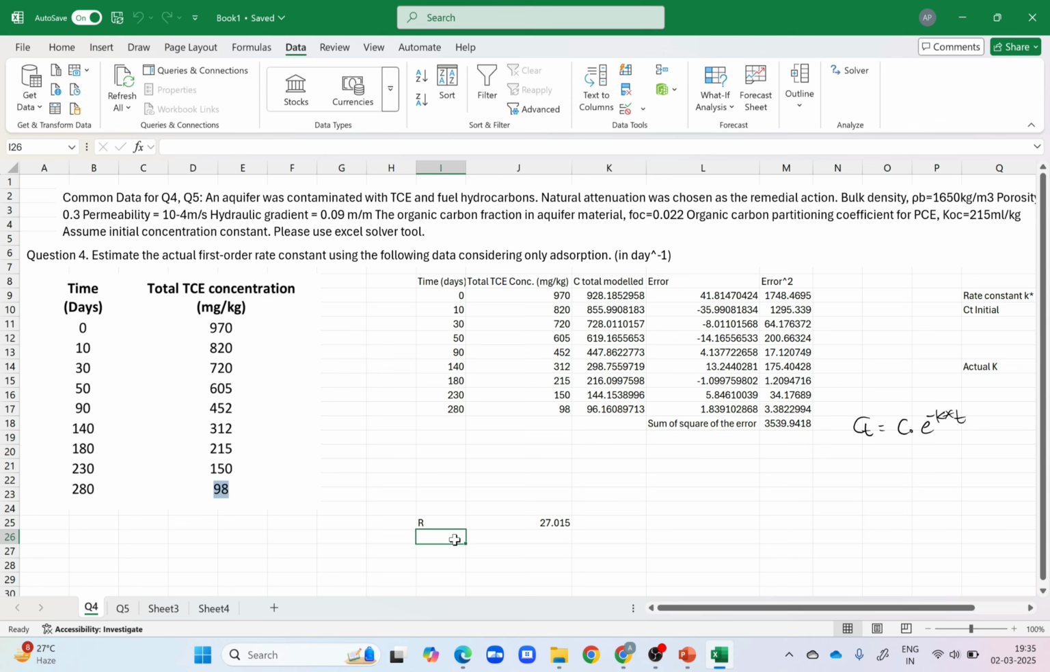So we can find out the retardation factor. Let's see what is given. We have the organic fraction given as 0.022. We have KOC, the organic carbon partition coefficient, given as 215 ml per gram. And we have the bulk density as 1650 kg per meter cube.